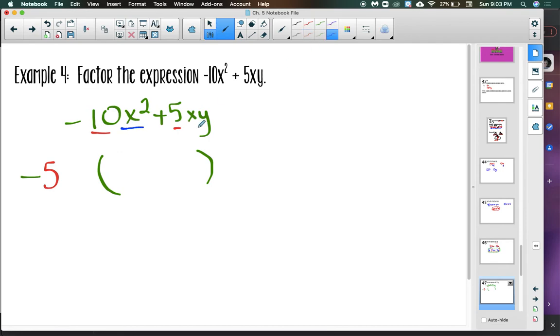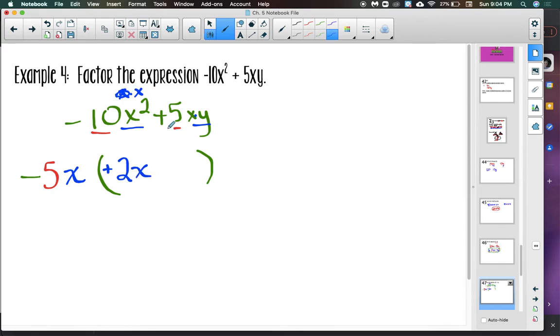Next, we look at our variable parts. We've got x squared and we've got xy. Remember, x squared means x times x. xy means x times y. What shows up in both of those? An x. Okay, so what we are going to do is kind of do this bit by bit. We're going to divide everything by a negative first. So a negative divided by a negative gets me a positive. Little tiny positive sign there. 10 divided by 5 is 2. x squared divided by x is x.